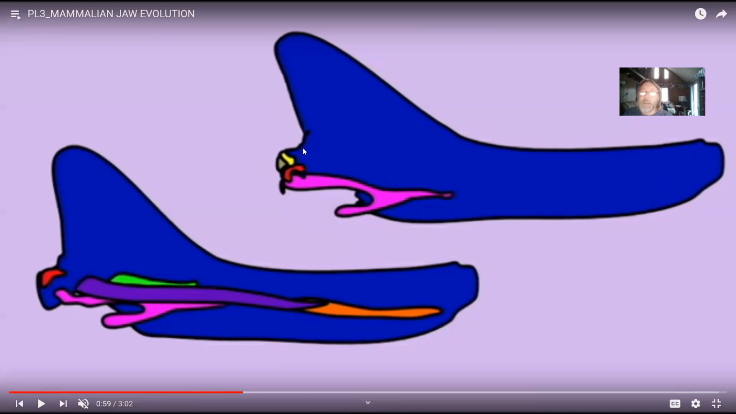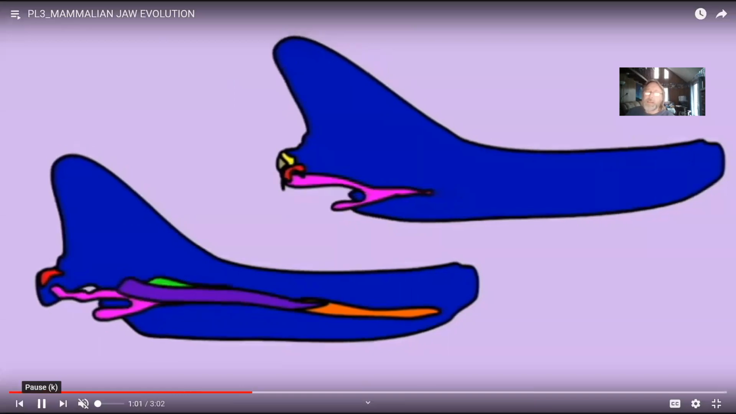But you also now get a new jaw joint, a temporomandibular joint, where the blue dentary touches the temporal bone. So right in this area, you had two jaw joints developing, the new mammalian one on its way in and the old reptilian one on its way out.